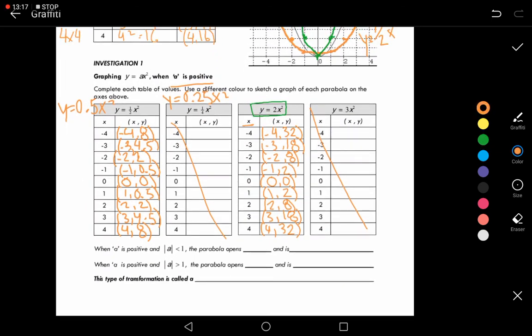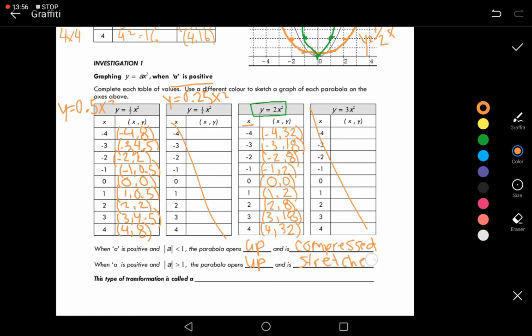So, go back to my orange. So when a is positive and a is less than 1, the parabola opens up and is compressed. Okay, it's going to be compressed when we are less than 1. If we are greater than 1, we're still going to open up, okay, but we are going to be stretched.